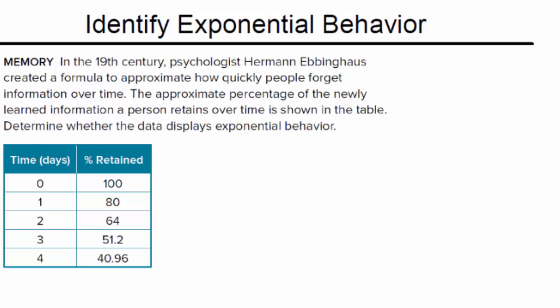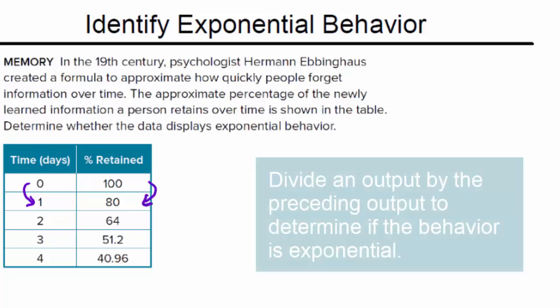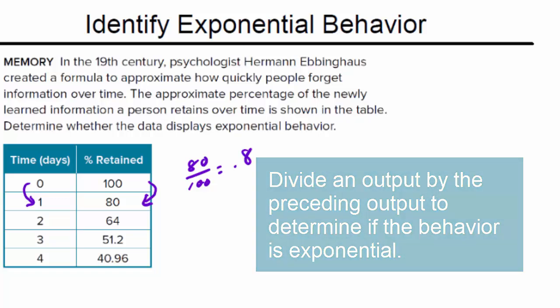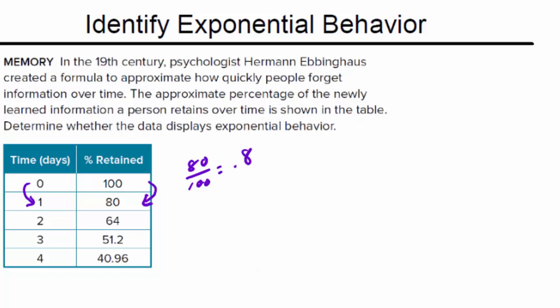All right, so in the table, we start at day 0 or time 0, and we increase by 1, and the percentage retained goes from 100 to 80. Well, if I take 80 and divide it by 100, you'll see that that's 0.8. So it's like they're remembering 80%. And then if I increase from 1 day to 2 days, we are going from 80 to 64. So if I divide that out, 64 over 80.